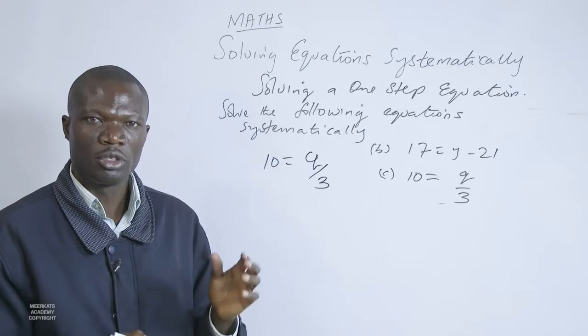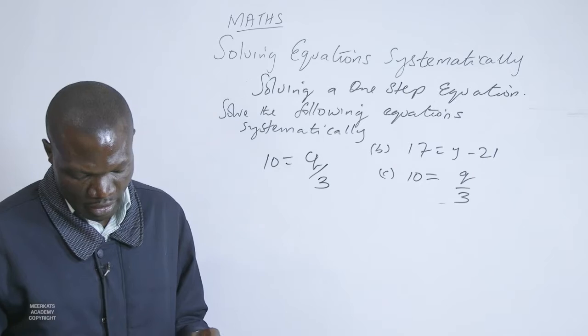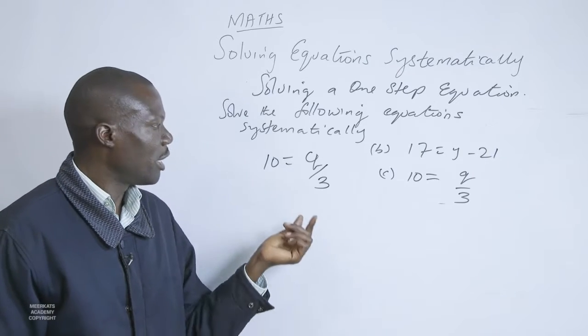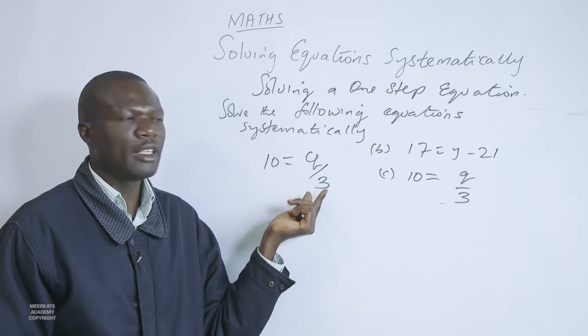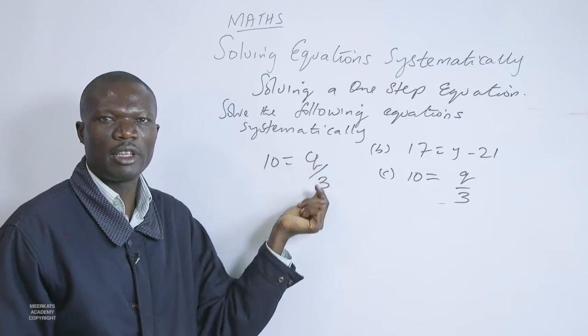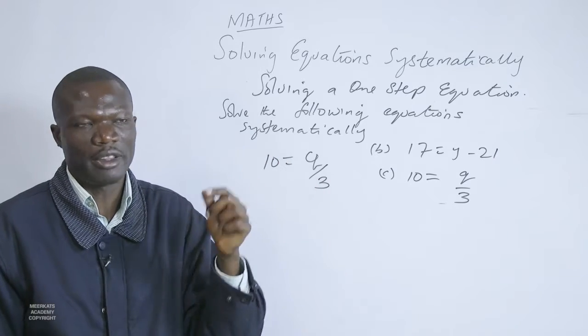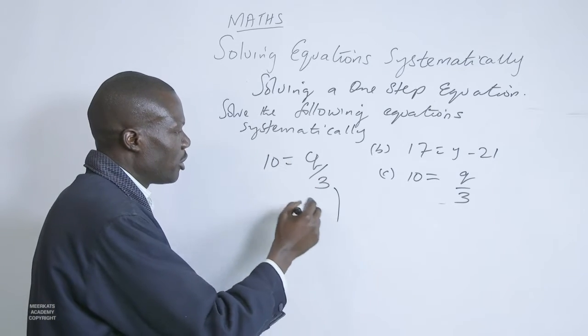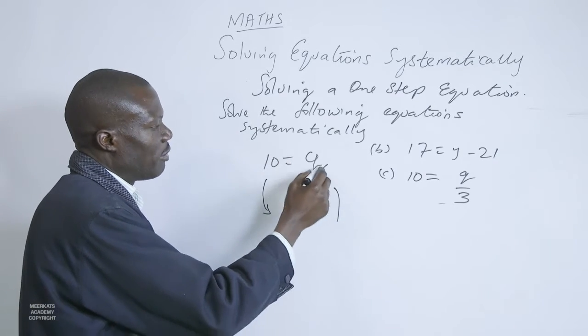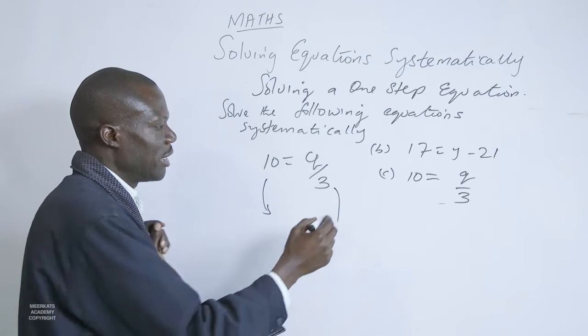10 is equal to q over 3. Now, here, there is a 3. This is a division. q over 3 is the same as q divided by 3. So the first approach here, we shall deal with the right-hand side.